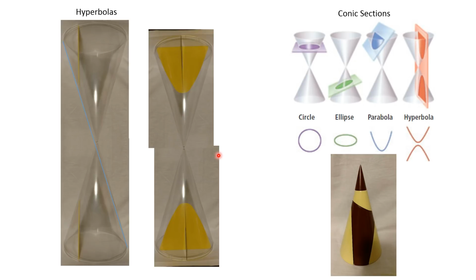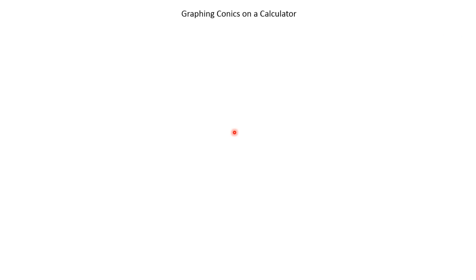So, there we go. And so that's what conic sections are. And again, we'll be dealing with them. Tomorrow we'll look at circles, and the next day we'll look at ellipses, and then next week, Monday and Tuesday, we'll look at hyperbolas and parabolas. But today, we're going to be looking at graphing conics on a calculator, and then identifying them based on what they look like.